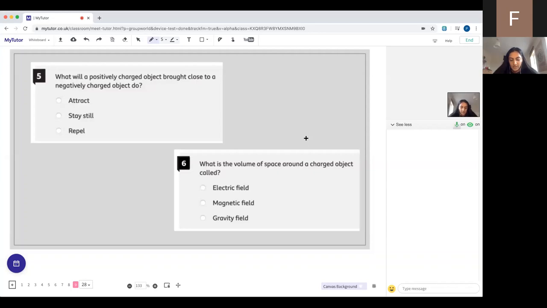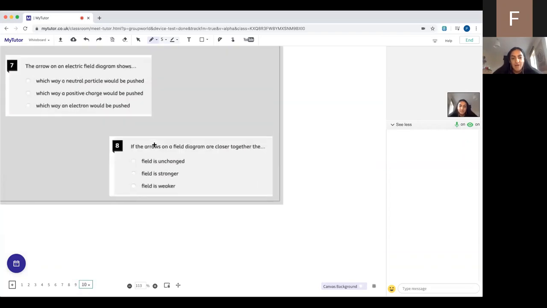Okay, cool. I can see loads of you putting the correct answers in. What will a positively charged object do to a negatively charged object? Well, they're going to attract. Because they're different charges, they attract. And what is the volume of space around a charged object called? That's an electric field. Magnetic field only happens with magnets, so North and South Pole, and gravity fields are a different topic, so don't worry about them right now.